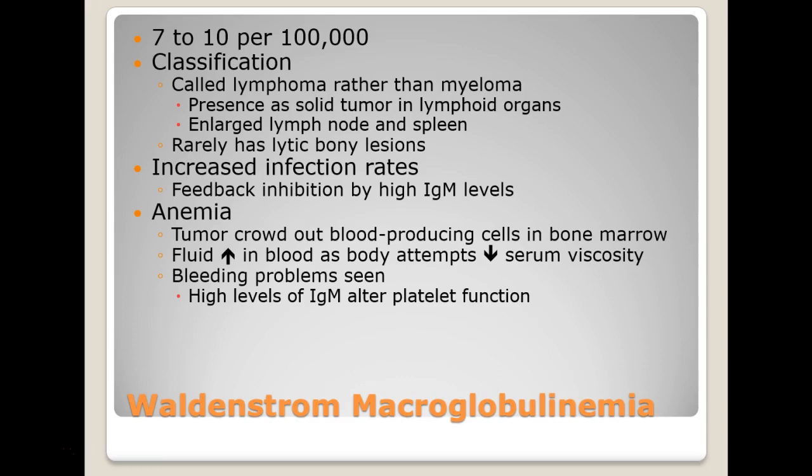We have a very high infection rate because there's an inhibition of immune response to infections because we have such high IgM levels. We can see anemia. And with that, some bleeding problems are seen as well. So there are high levels of IgM, and it alters the platelet function. The macroglobulin, think IgM being a huge immunoglobulin, is where that word comes from.